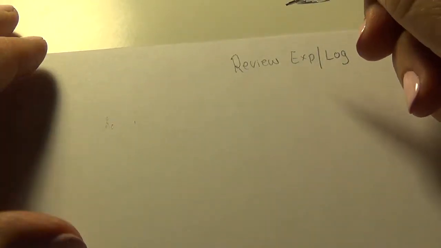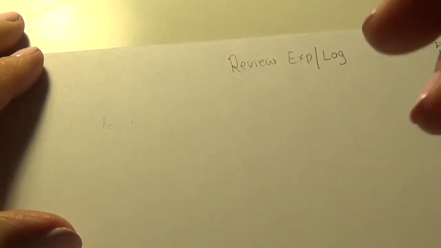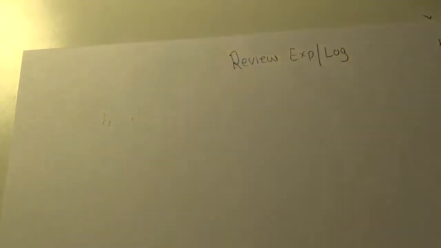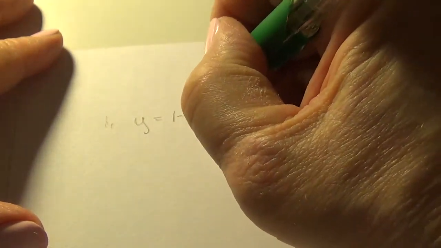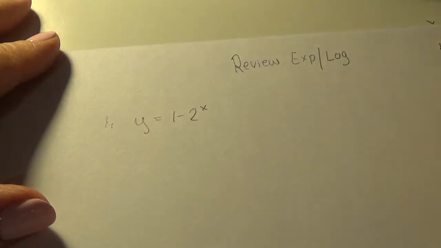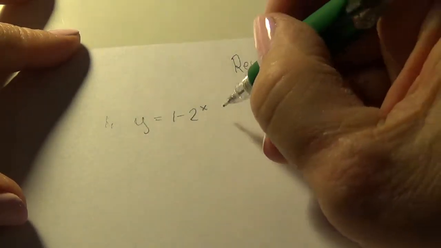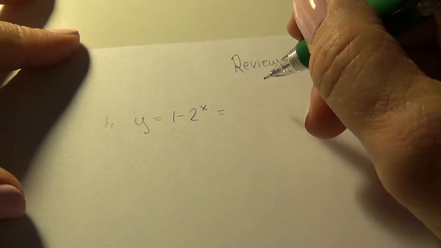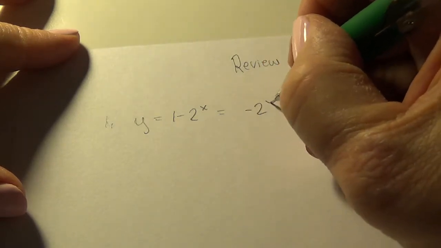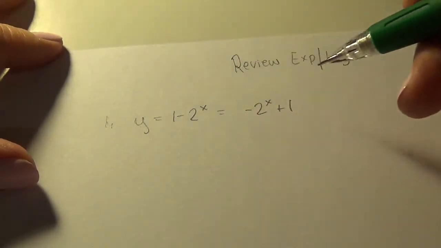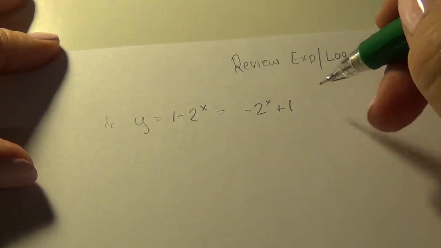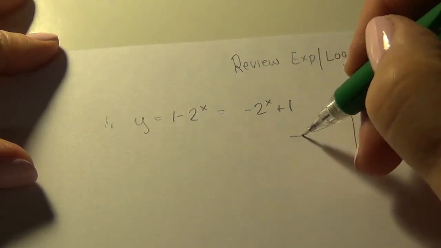So, on number one, I'm going to ask you to graph this function. Some glare here. We have y equals 1 minus 2 to the x. In order to graph that, I'm going to put it in a more familiar form. I'm going to put the minus 2 to the x first and the plus 1, but those are equivalent statements. So 2 to the x is an exponential equation.